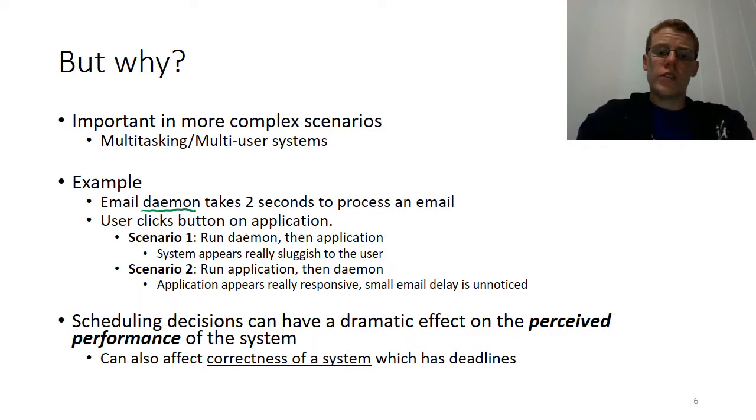In one scenario, the scheduling algorithm decides to run the email daemon and then run the application. And what that results in is a system which takes 2 seconds to open an application after you've clicked it, which makes the system seem sluggish as far as the user is concerned.